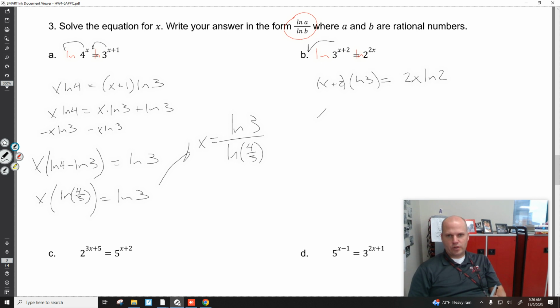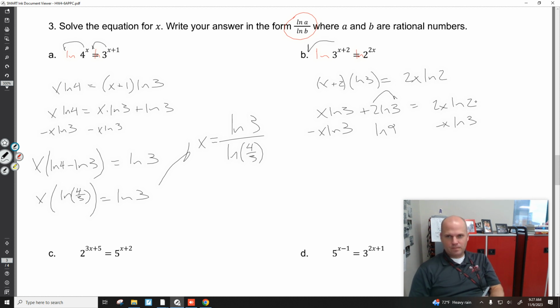Distributing the natural log 3, I have x natural log 3 plus 2 natural log 3. I am going to probably move this 2 up to make it the natural log of 9. I'm going to subtract x's from both sides. I'm going to subtract log 3 x's.